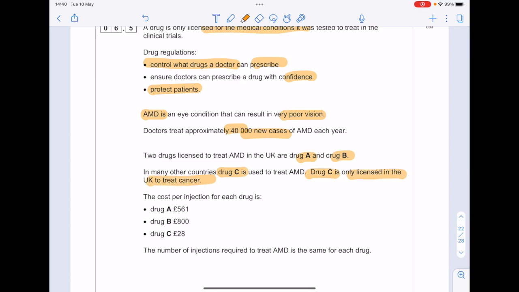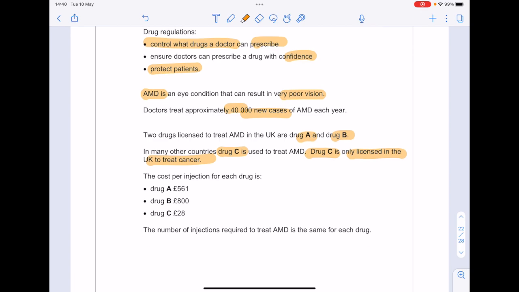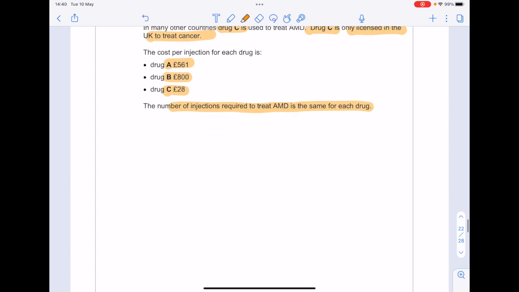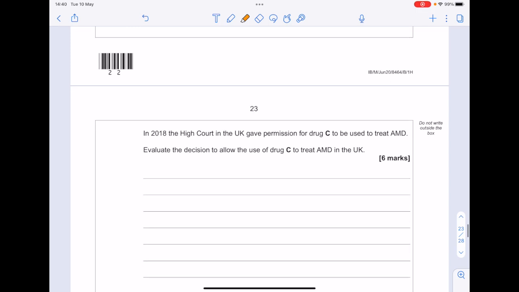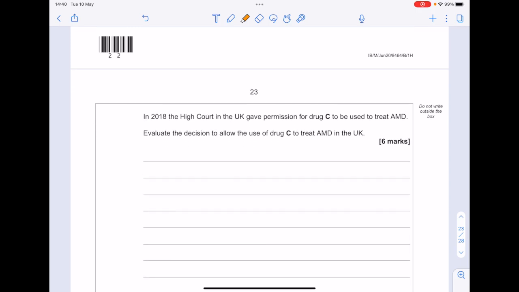UK to treat cancer. The cost per injection for each drug is very expensive for A, super expensive for B, cheap for C. The number of injections required to treat AMD is the same for each drug. In 2018, the High Court in the UK gave permission for drug C to be used to treat AMD. Evaluate the decision to allow the use of drug C to treat AMD in the UK.